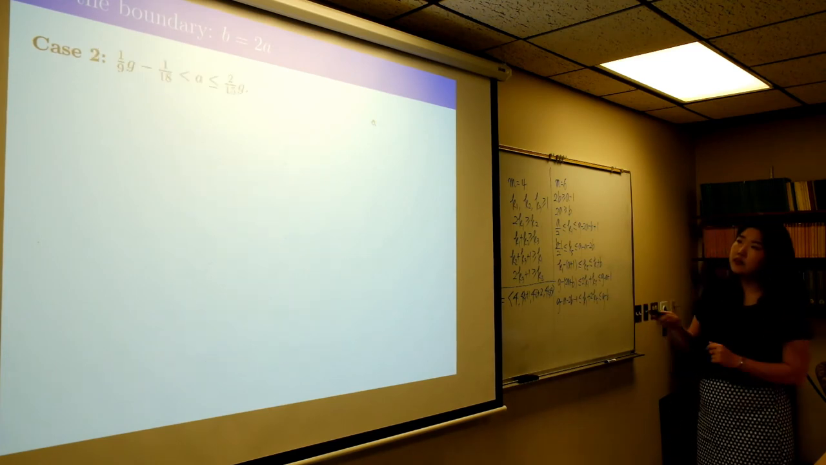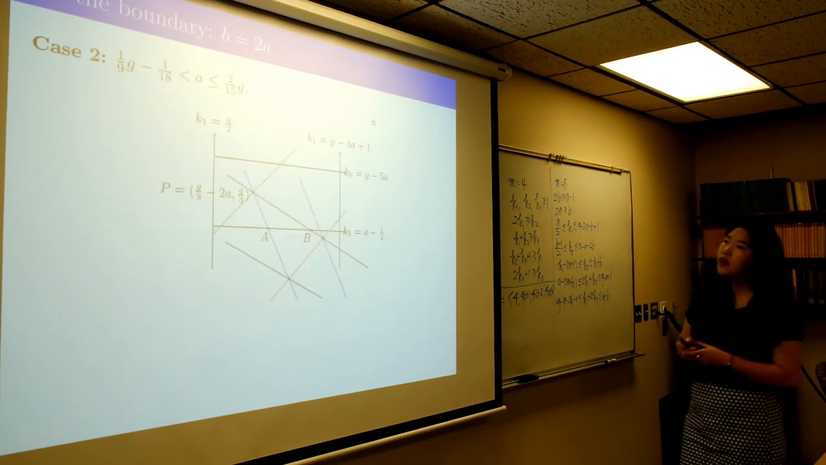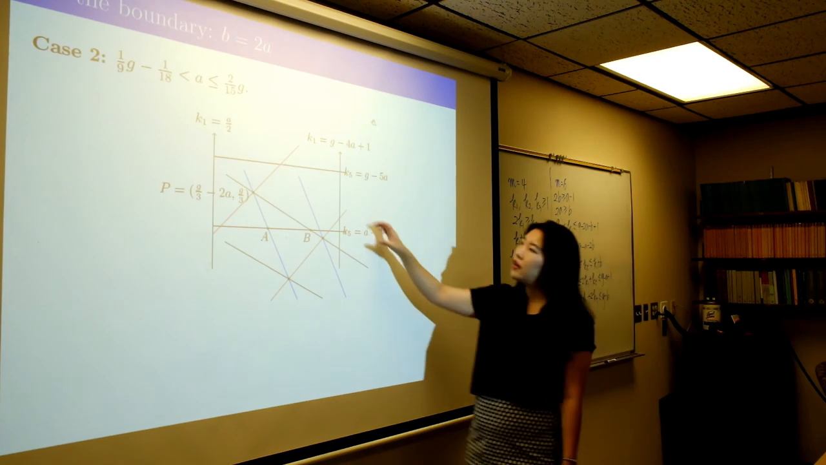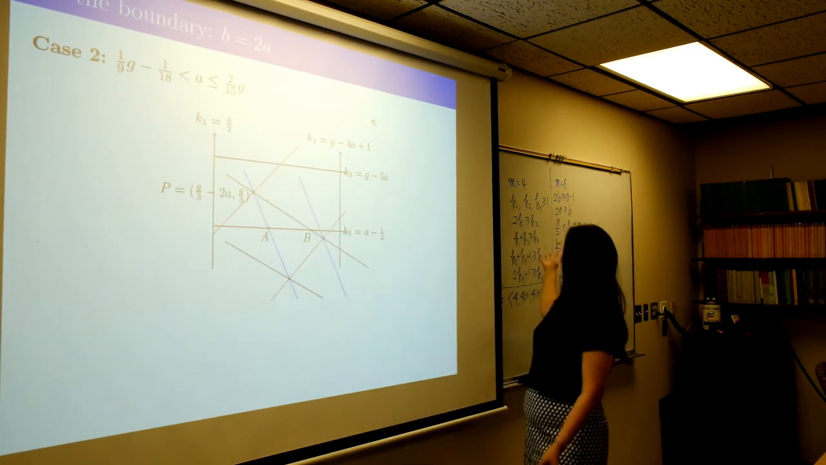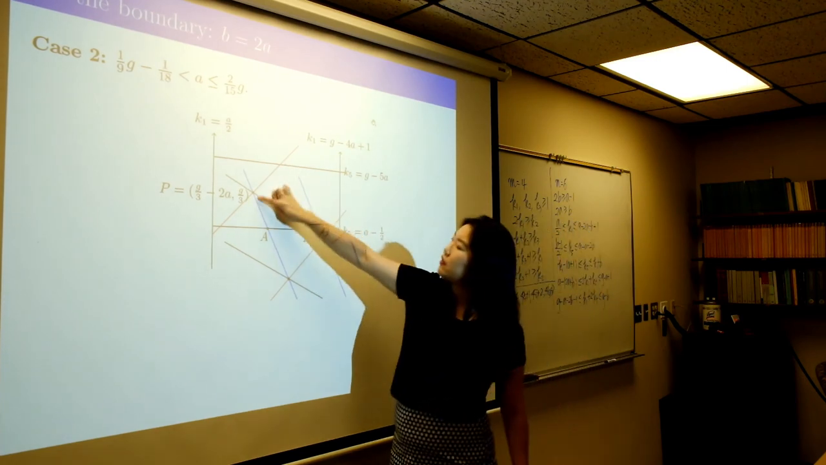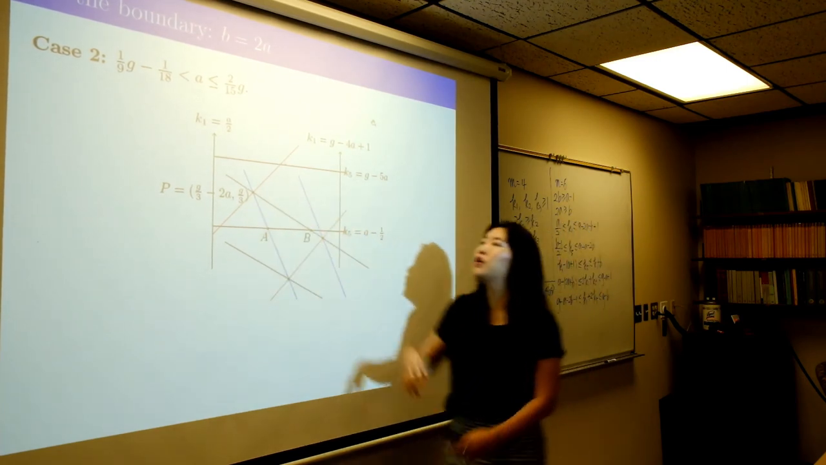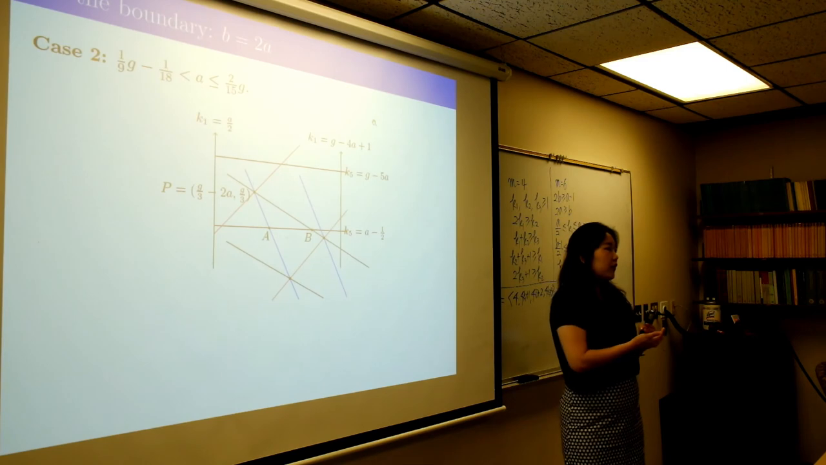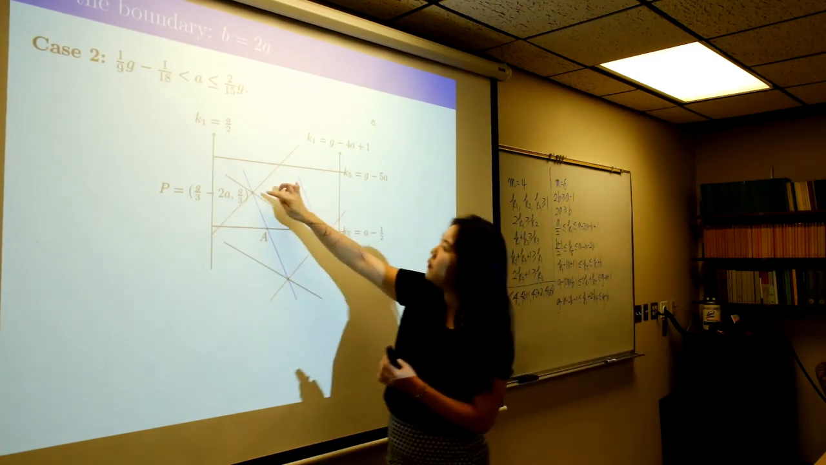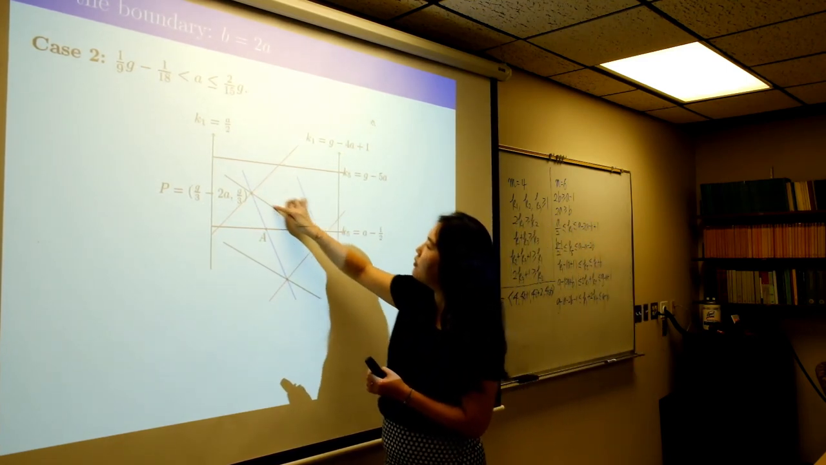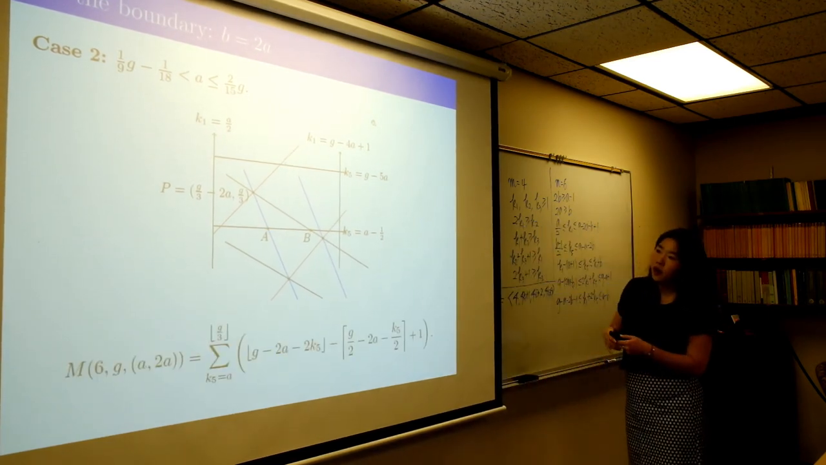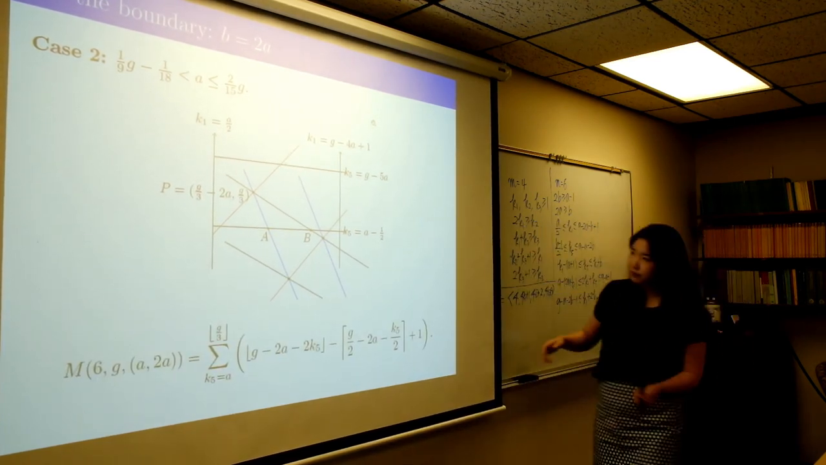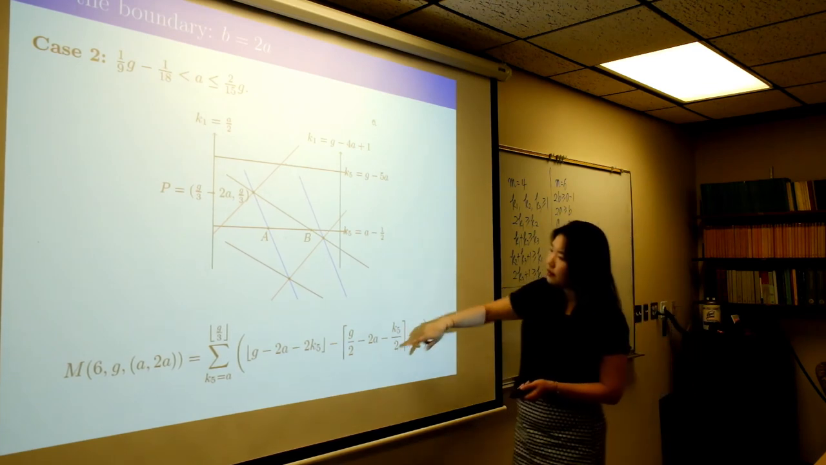And cases get more complicated. So this case is when there is a rectangle from the range of K1 and K5. And this is a triangle we have, and we're looking for the intersection of it. So all we have to do is count the number of integer points in this rectangle, this triangle, which is going to be this formula.